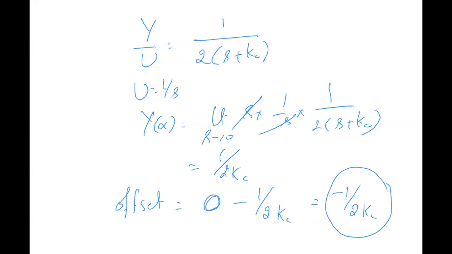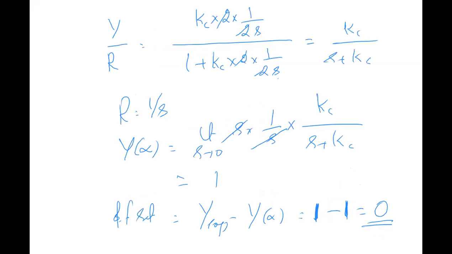Why is it 1 in the second case? Because when you change the set point by 1 unit, your response should also change by 1 unit, because you have to follow the set point.